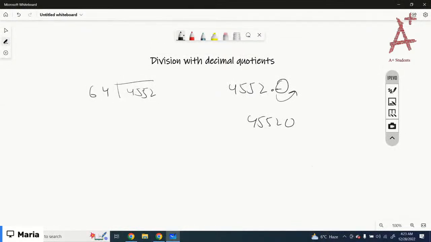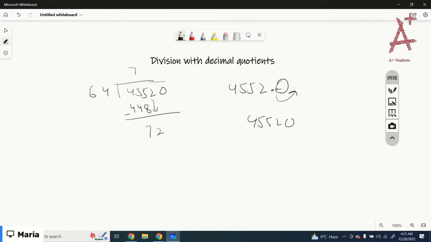45520, you have to divide it by 0. Got it? Okay, let me just use the calculator and see how can we divide. It would be 4550 divided by 64. Okay, we can go for 64 times 7. So 64 times 7 is 448. Just subtract them. 455 subtract 448, it would be 7.